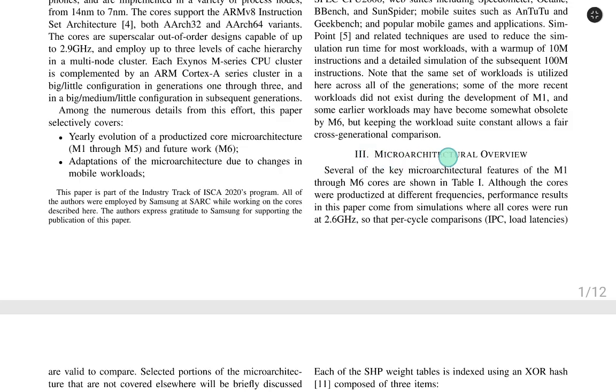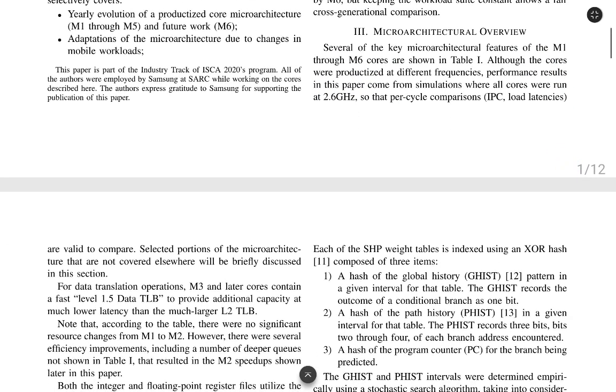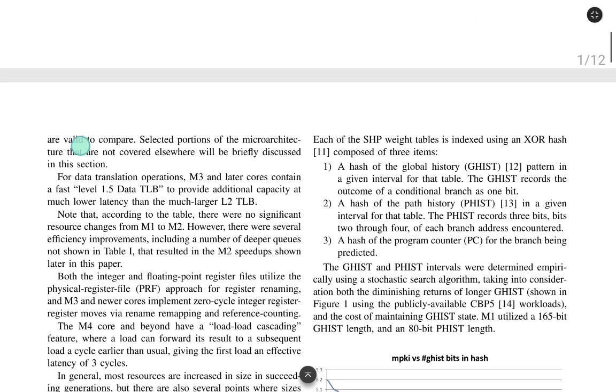Chapter 3, Microarchitecture Overview. Several of the key microarchitecture features of the M1 through M6 cores are shown in Table 1. Although the cores were prototyped at different frequencies, the performance results in this paper come from simulation where all cores were at 2.6 GHz, so that the per-cycle comparisons, IPC and load latencies, are valid to compare. Selected portions of the microarchitecture are then uncovered, which we will briefly discuss in this section.